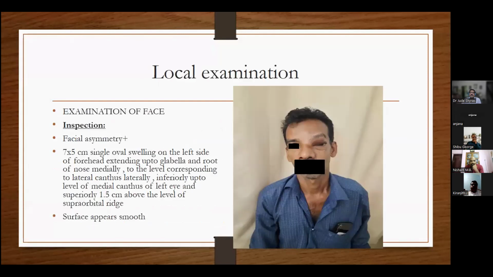Local examination. Examination of face. On inspection, the patient had facial asymmetry. There was a 7 into 5 centimeter single oval swelling on the left side of the forehead, extending up to the glabella and to the root of nose medially, to the level corresponding to the lateral canthus laterally, inferiorly up to the level of medial canthus of the left eye, and superiorly 1.5 centimeter above the level of supraorbital ridge, and surface appeared smooth. Ideally, you should come to this after your nasal examination. Continue.